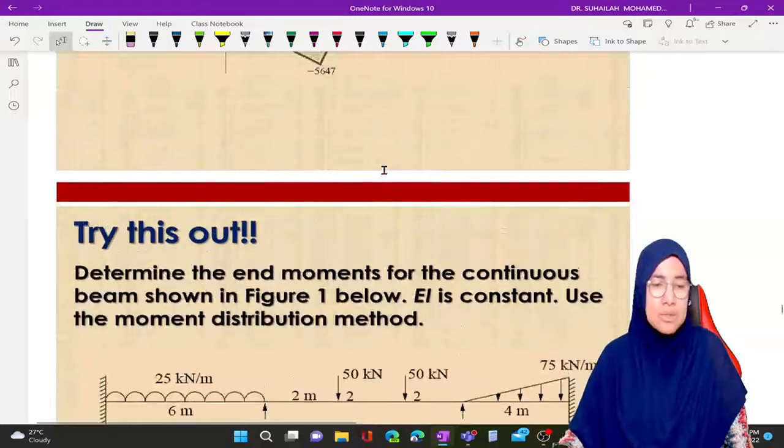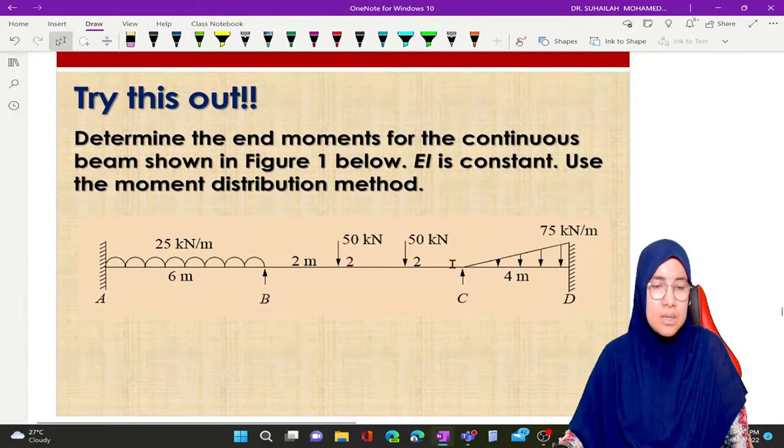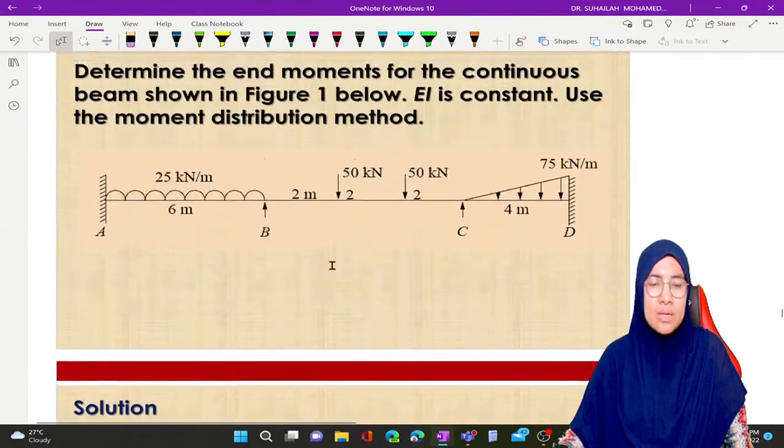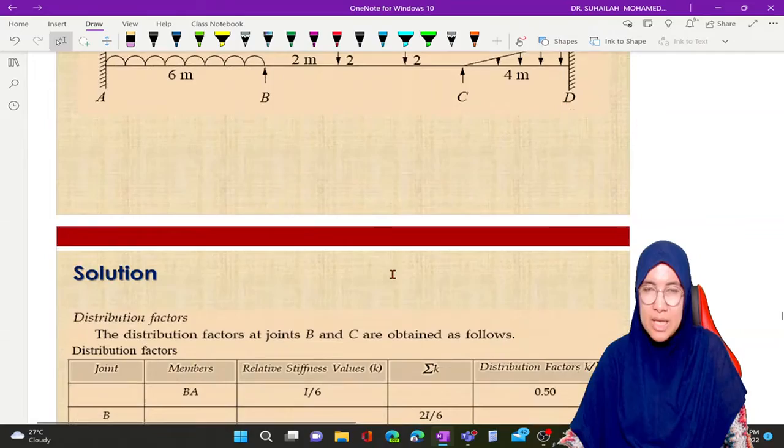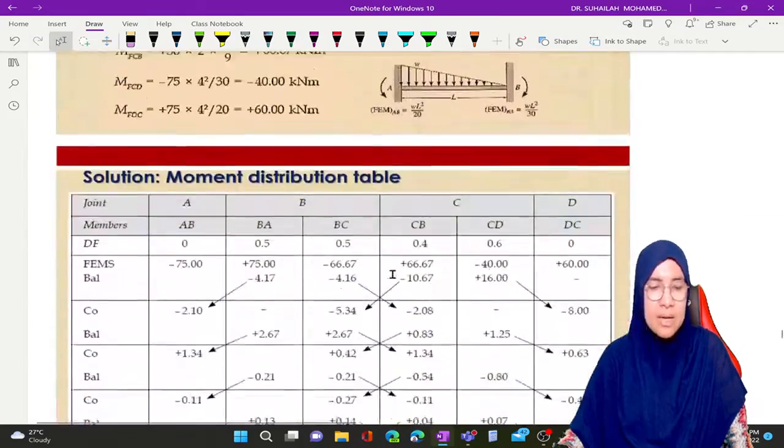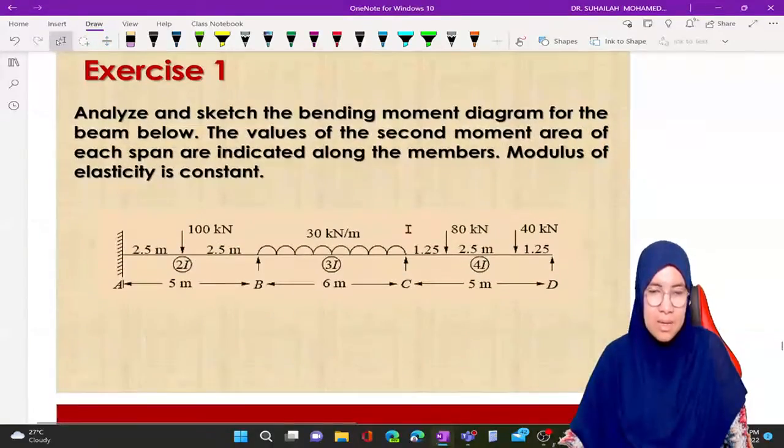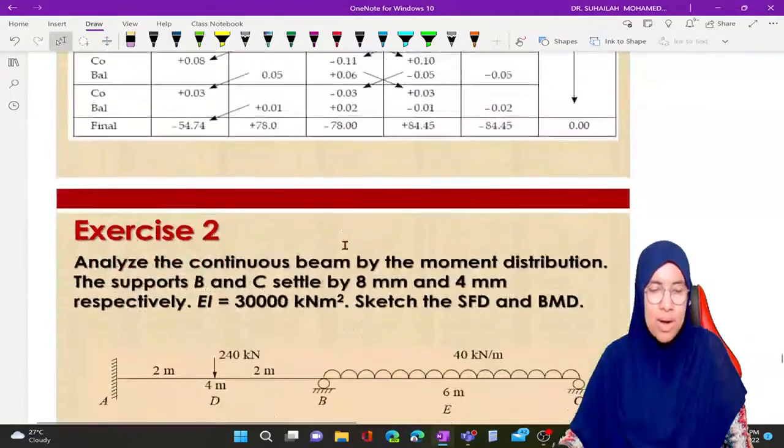Okay, so this is another question, an indeterminate beam that we can solve using the moment distribution method. There are 3 spans AB, BC, and CD. So this one you have to try on your own as a self-learning exercise, and then you can check the answer. Same goes for exercise number 1.